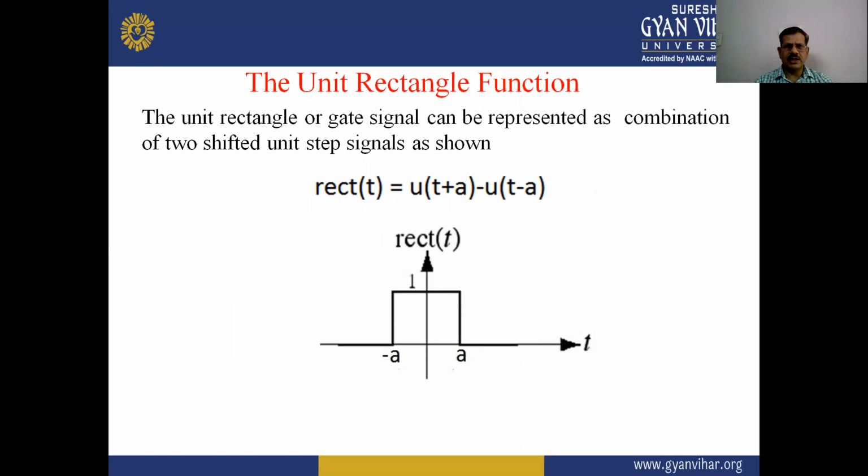The unit rectangle function. So what is the unit rectangle function? The unit rectangle or gate signal can be represented as a combination of two shifted unit step signals as shown: rect(t) equal to u(t plus a) minus u(t minus a). So this is the unit rectangle function, represented by this graph between rectangular function versus time.